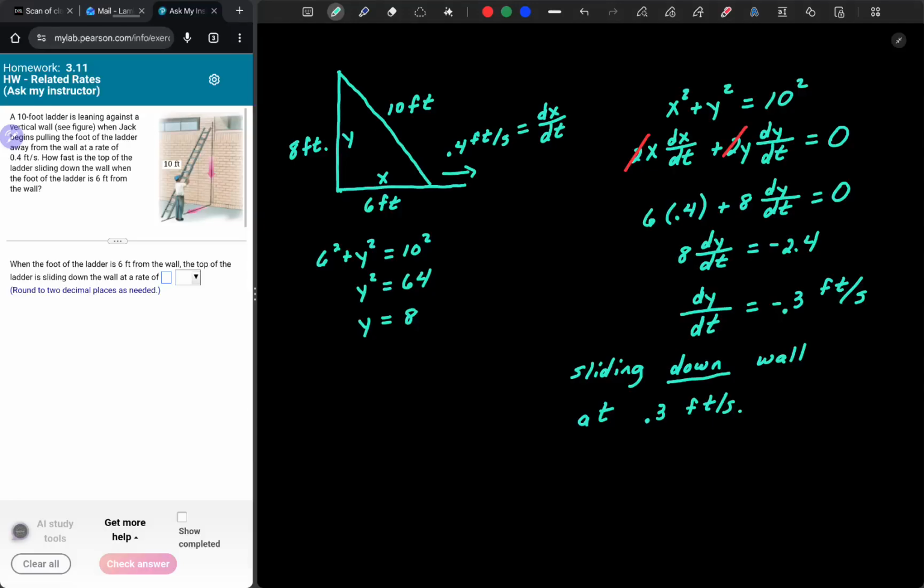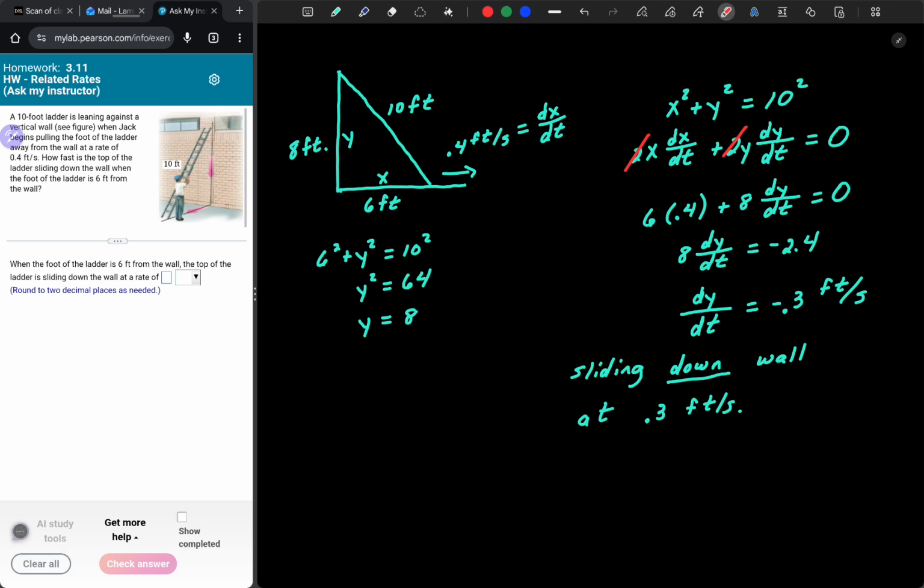Let's take a look at this related rates problem. Related rates is my favorite topic in all of calculus, so I love this question. In this one, we have a 10-foot ladder that's leaning against a wall, and you're told that the ladder is being pulled away from the wall at a rate of 0.4 feet per second.